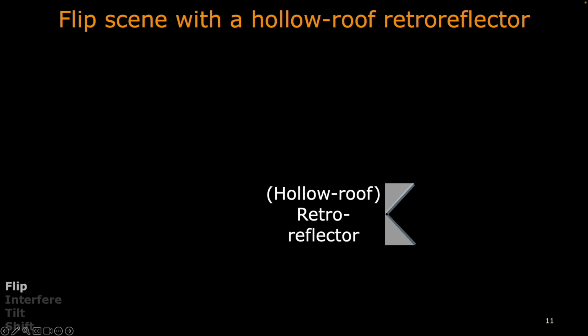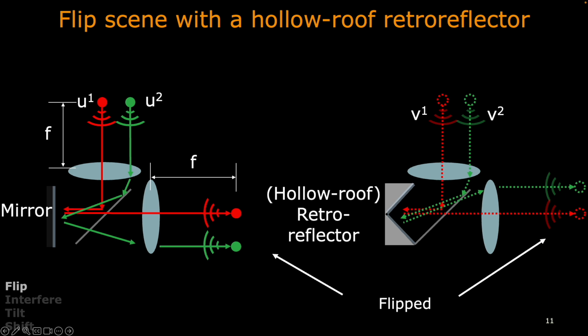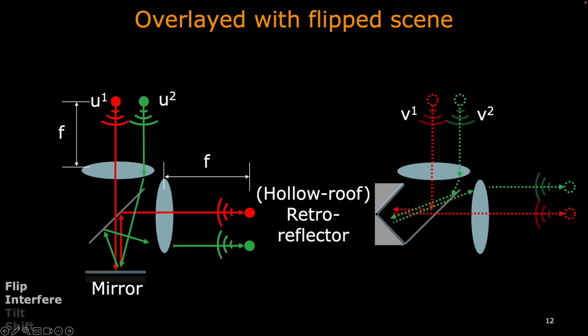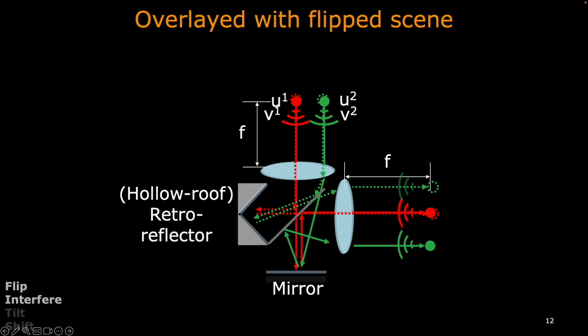First, we use the retroreflector to flip the scene. Compared to the same 4F system with a mirror in the center, the one with the hollow roof retroreflector flips the scenes in one dimension. To overlap two scenes, we first rearrange the left setup to bring the mirror to the bottom. And now, these two systems can be implemented in one setup.